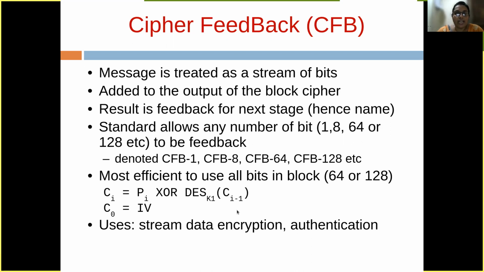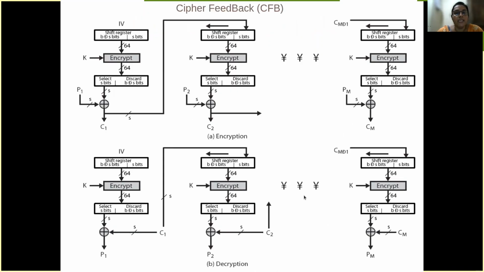Now what is being done over here? The encryption is not being done on the plain text. Instead, the previous cipher is being encrypted with the DES value, and then the plain text is simply being XORed with this particular cipher text. This is the difference. This can be done for stream data encryption, and for authentication purposes it can be used.